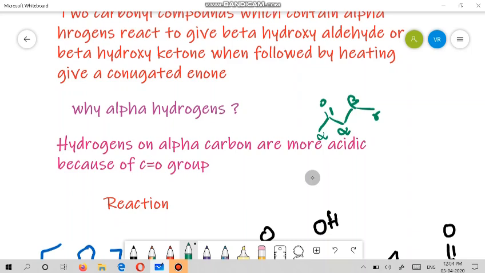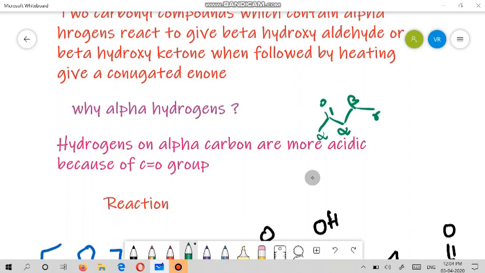So now let us see here, this alpha carbon has hydrogens. Similarly, this alpha carbon has hydrogens. So such compounds, whether a ketone or aldehyde, will react to undergo this condensation reaction. So this is very important. That means this alpha carbon should have hydrogens. If they don't have hydrogens, they will not undergo aldol condensation.